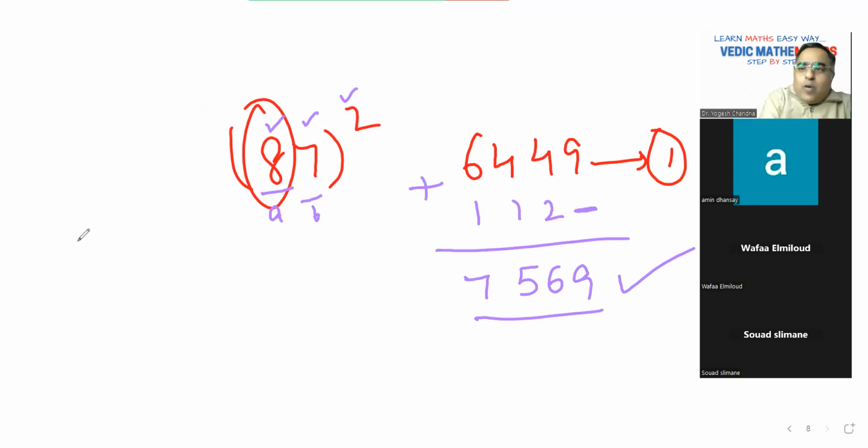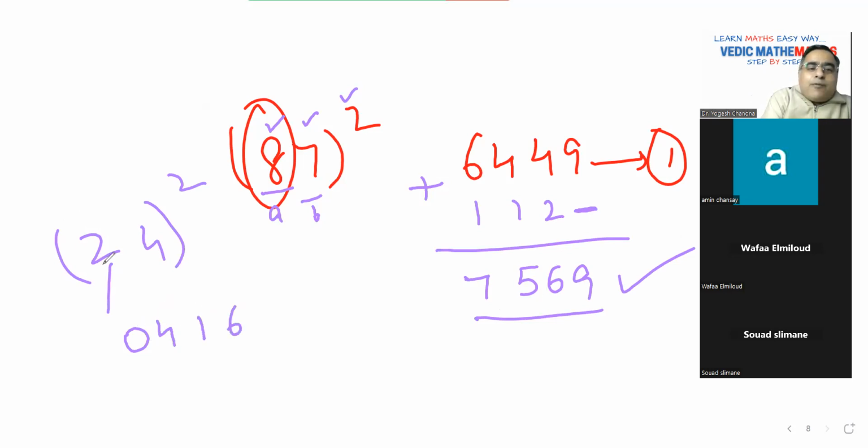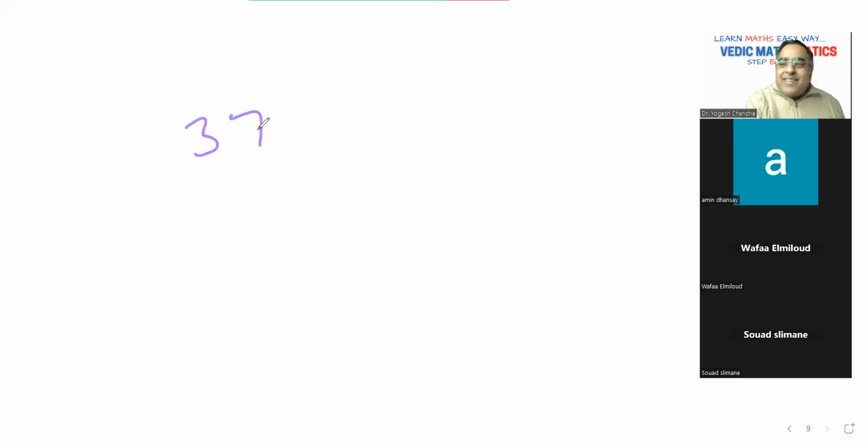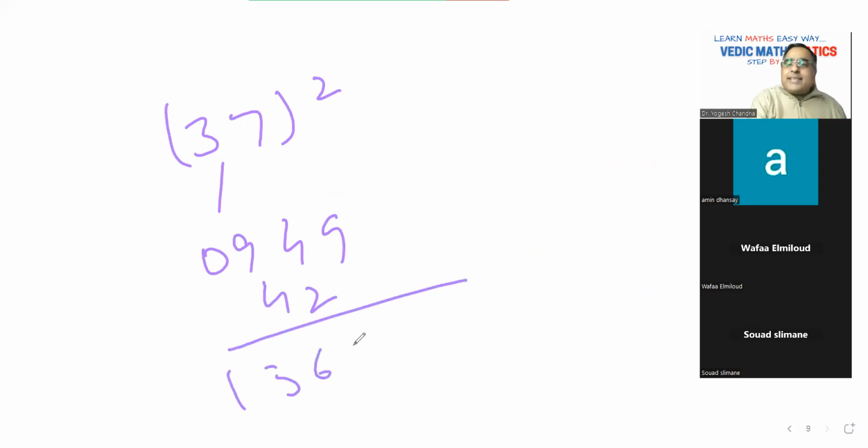Another one, 24 squared. So 2 squared means 04. 4 squared means 16. And 4 into 2 is 8, into 2 is 16. So 576. Right. So we'll use those 10 squares to find all the bigger ones. One more example, 37. 3 squared is 9, 7 squared is 49, and 21 into 2 is 42. So 1369.